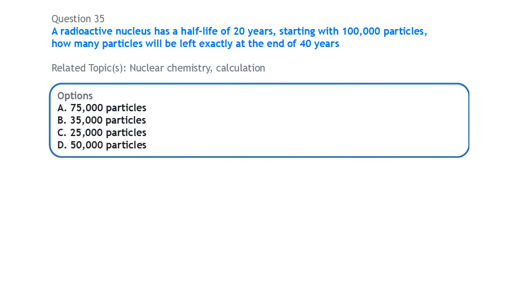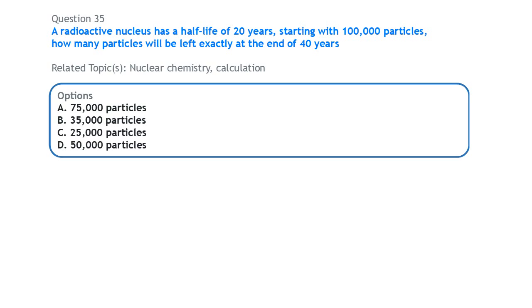Next question on nuclear chemistry. A radioactive nucleus has a half-life of 20 years. Starting with 100,000 particles, how many particles will be left exactly at the end of 40 years? Alright, so let's start with understanding what half-life is. Half-life is the time that it takes for a radioactive nucleus to decay to half of the original number of particles that it has. If this nucleus has a half-life of 20 years, that means that after 20 years it is going to decay to half of the particles it had originally.